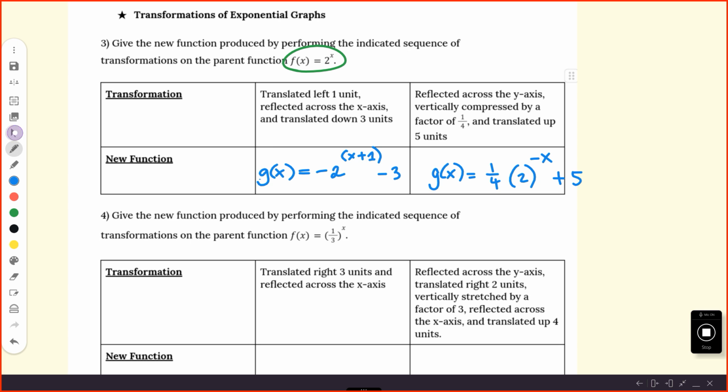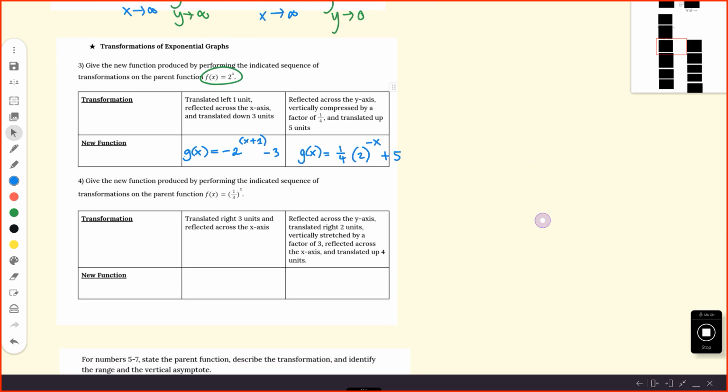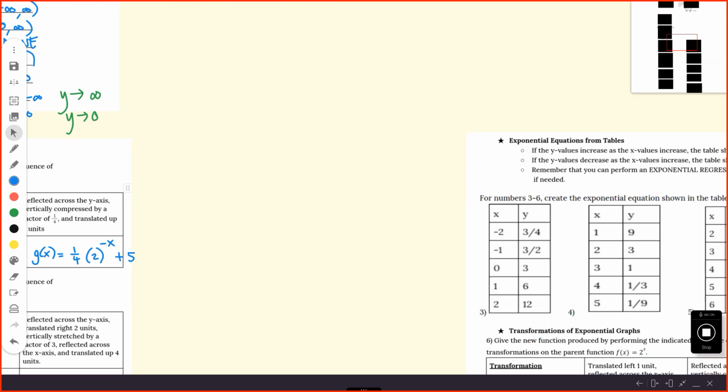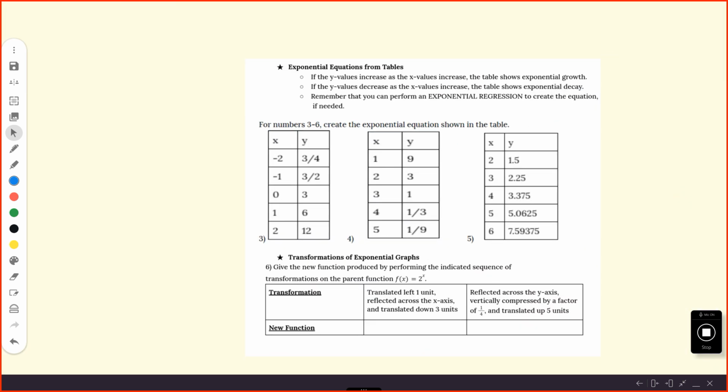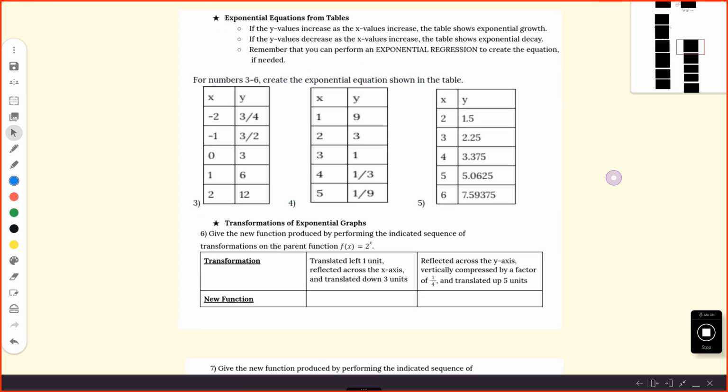Before we go to number 4, let's go back to, I think that's another number. I think I'm using the other one. So here, that's number 6 actually here. And then we're going to do 3 to 6.